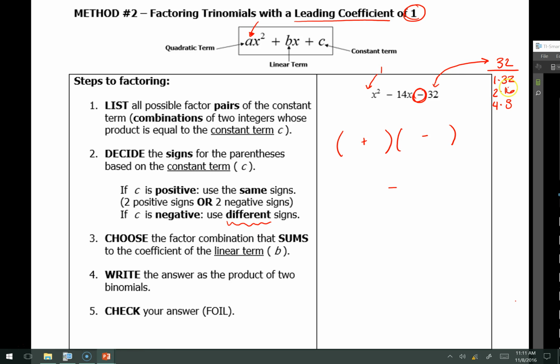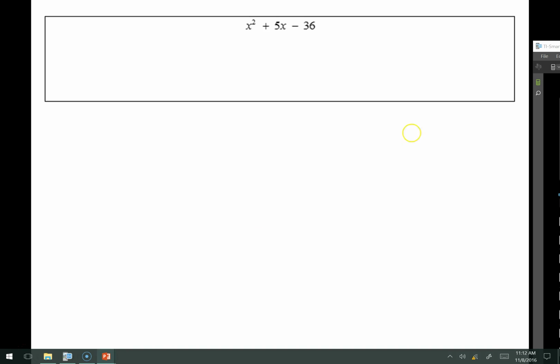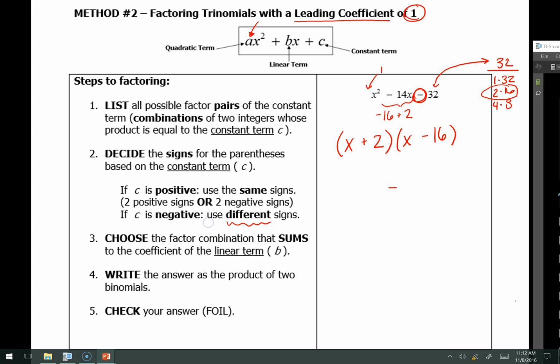So the one that I see jumping out at me is 16 and 2, because if I need to get negative 14, that is the same as negative 16 plus 2. That's negative 14. So I'm going to take this negative 16 and put it in the one that I've already drawn my minus sign with, and this positive 2, I'm going to put in the one that has my positive. To get x squared, you just do x times x. And that will always be the case in these where the lead coefficient is 1. The first term will be x in both of the factors.